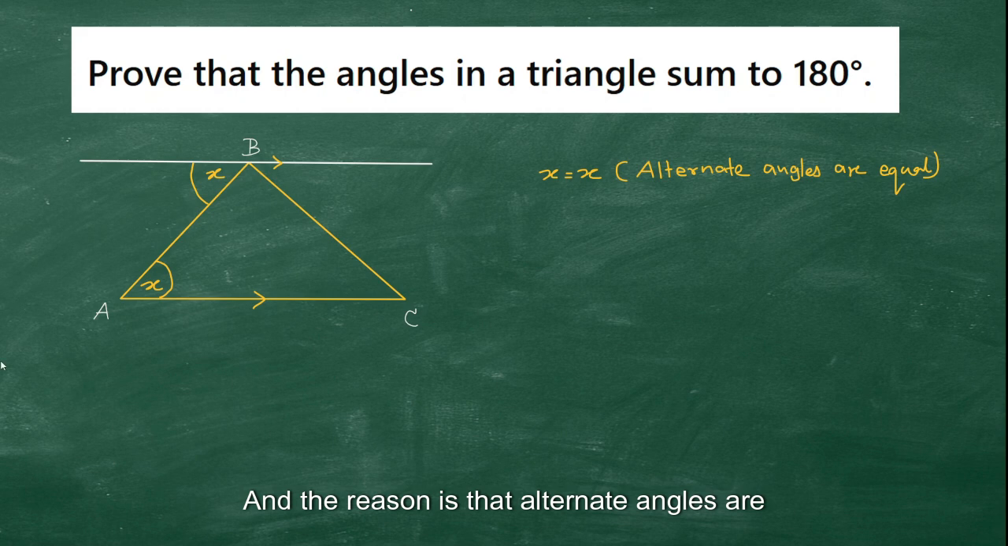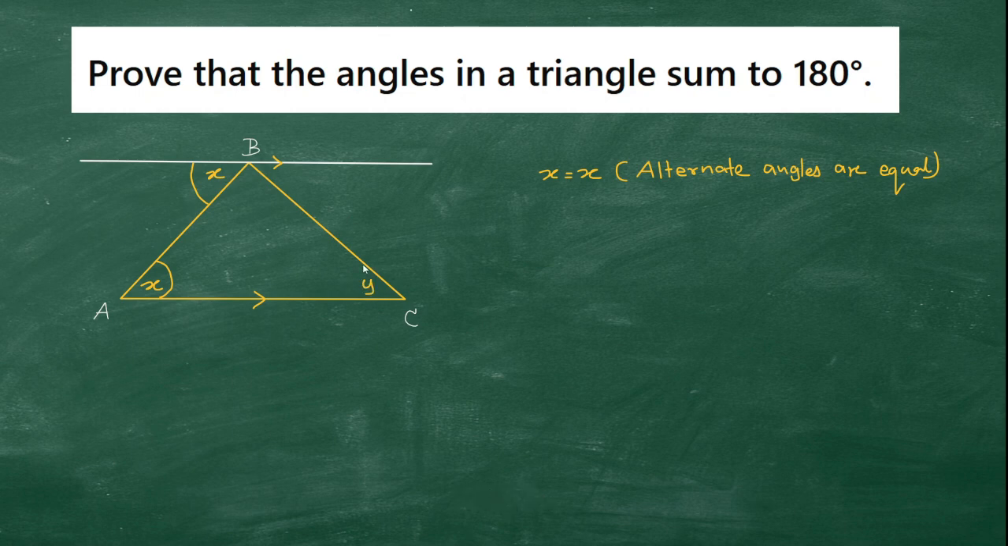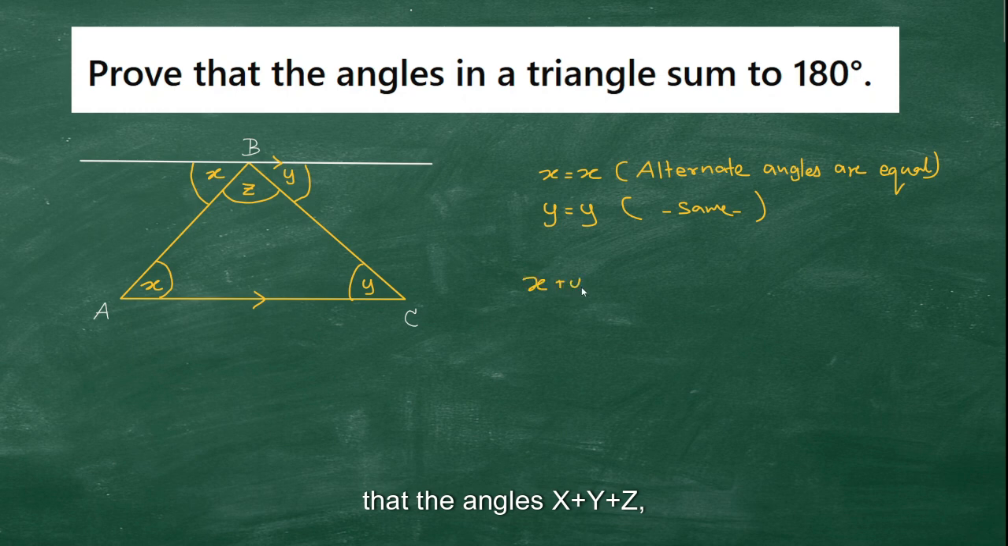And the reason is that alternate angles are equal. Now, if this is Y, this is also Y for the same reason. Now, let's call this other angle Z. Now, I can clearly see that the angles X and Y and Z, if I consider this one here, these three are angles on a straight line.